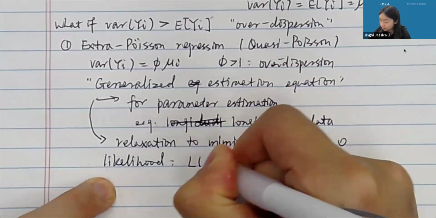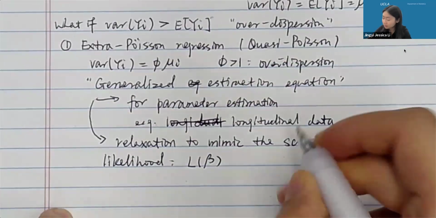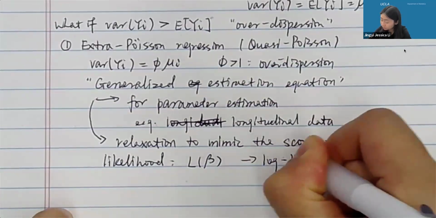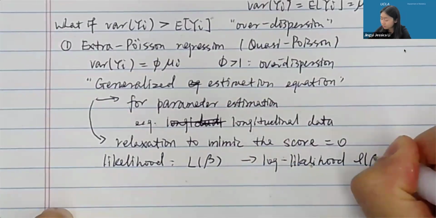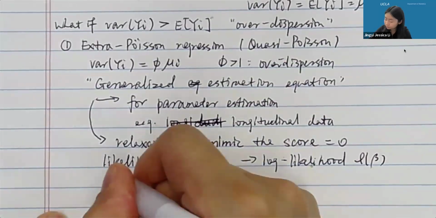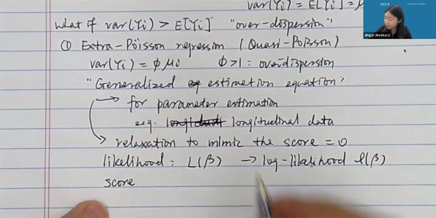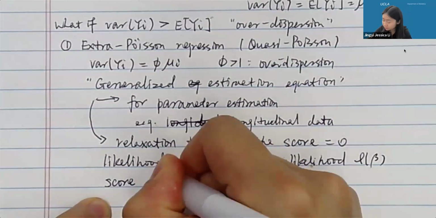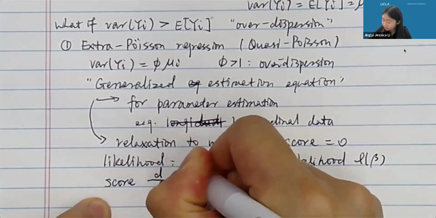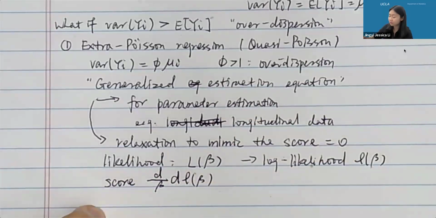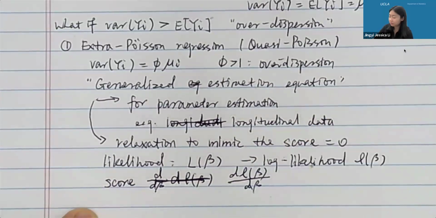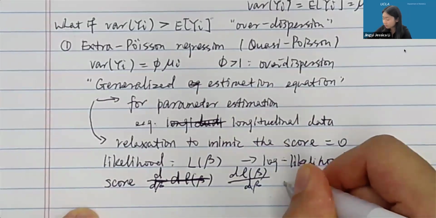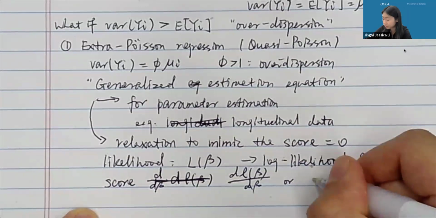If we write the likelihood as L of beta, then the log likelihood is just the log of the likelihood. We write a small l of beta, right? So then the score is defined as dl(beta)/d beta. That's the univariate, scalar version. The vector version is the gradient.